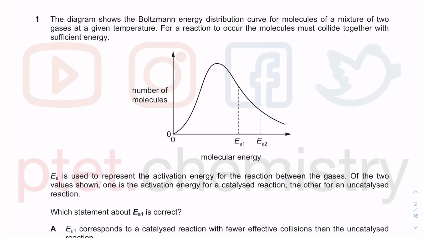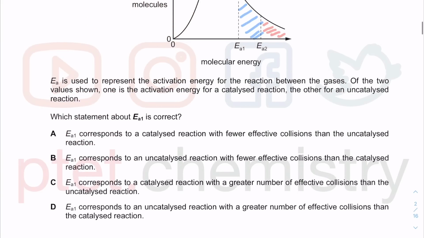In this first question, we have a Boltzmann energy distribution curve. We know it's the energy on the x-axis and the number of molecules on the y-axis, and we have these two activation energies. EA1 is lower than EA2, so the area under the graph here represents the amount of molecules having energy greater than or equal to EA2. But EA1 is a new and lower activation energy, so we have an additional blue color region plus the red color region. That is the total area under the graph now with energy greater than or equal to this new lower EA1. So which statement about EA1 is correct?